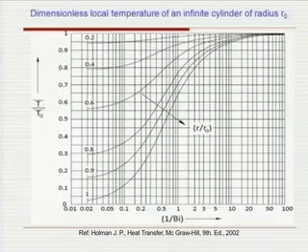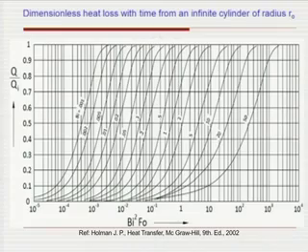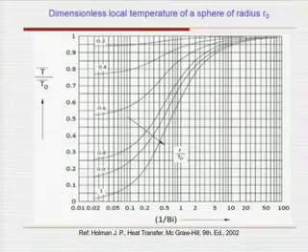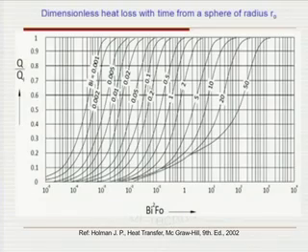Similarly, we can have the semi-log plot for Q by Qi versus Biot square into Fourier number in case of an infinite cylinder, and also a similar kind of plot for Q by Qi versus Biot square into Fourier number in case of a sphere of radius r, for the increasing values of the Biot number.